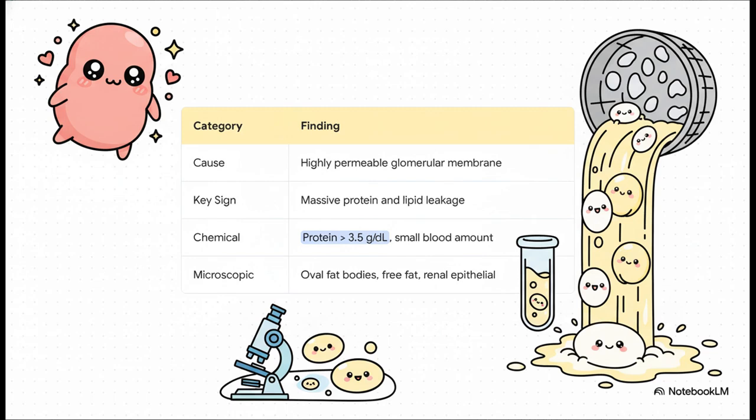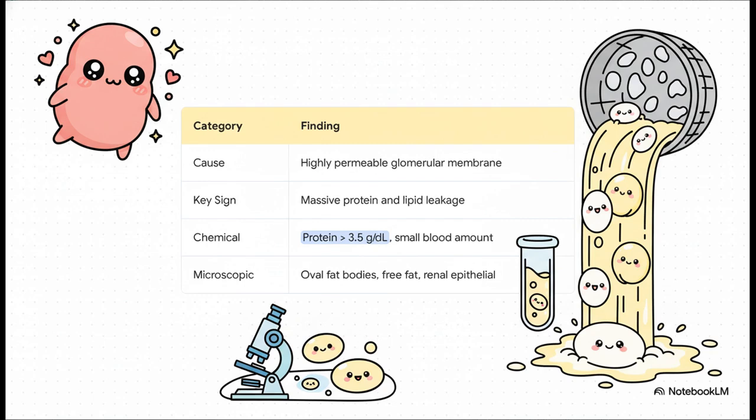All right, let's look at our next glomerular case, which is nephrotic syndrome. Now, this is a totally different kind of filter problem. It's not just inflammation. Here, the glomerular membrane itself has become extremely permeable. The holes in our filter have gotten huge, and that leads to a massive, and I mean massive, leakage of protein. We're talking more than 3.5 grams per deciliter.